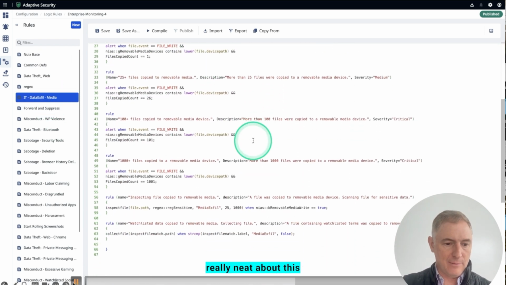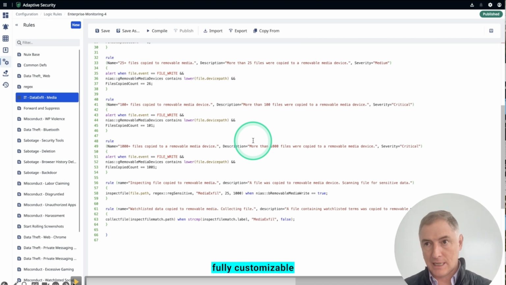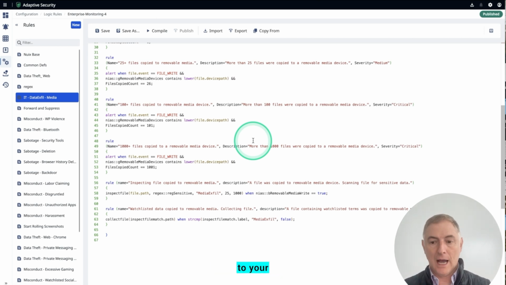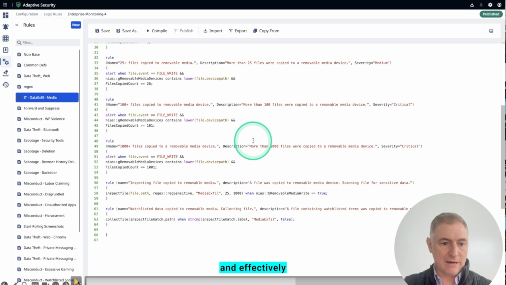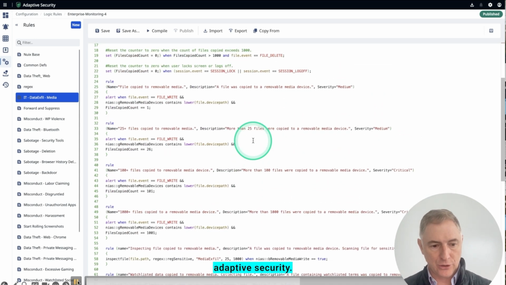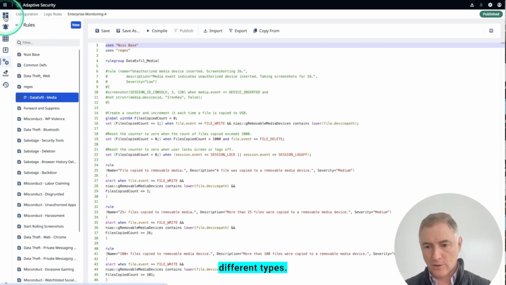What's really neat about this is it's fully customizable, tunable and scriptable to your specific requirements. Whether you're looking across the enterprise or you have a handful of individuals within your organization that need that next level of monitoring, you can dial that in very easily and effectively with Nuix Adaptive Security. So again, different rules, all these different types.